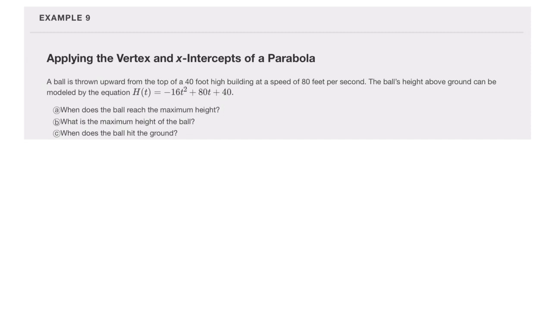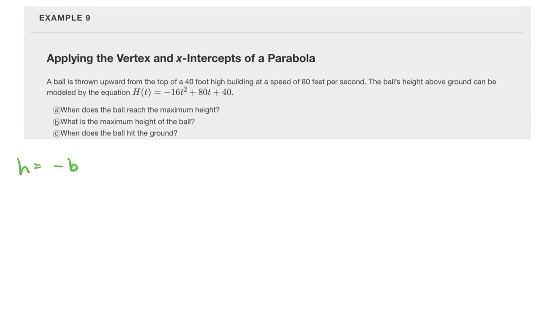Okay, so a ball is thrown upward from the top of a 40 foot high building at a speed of 80 feet per second. The ball's height above ground can be modeled by this function. When does the ball reach maximum height? So that should occur at the vertex. Notice the highest power is the power of 2, so we have a parabola. The leading coefficient is negative, so the parabola opens downward. So we should have a maximum that should occur at the vertex. So we can use our vertex formula.